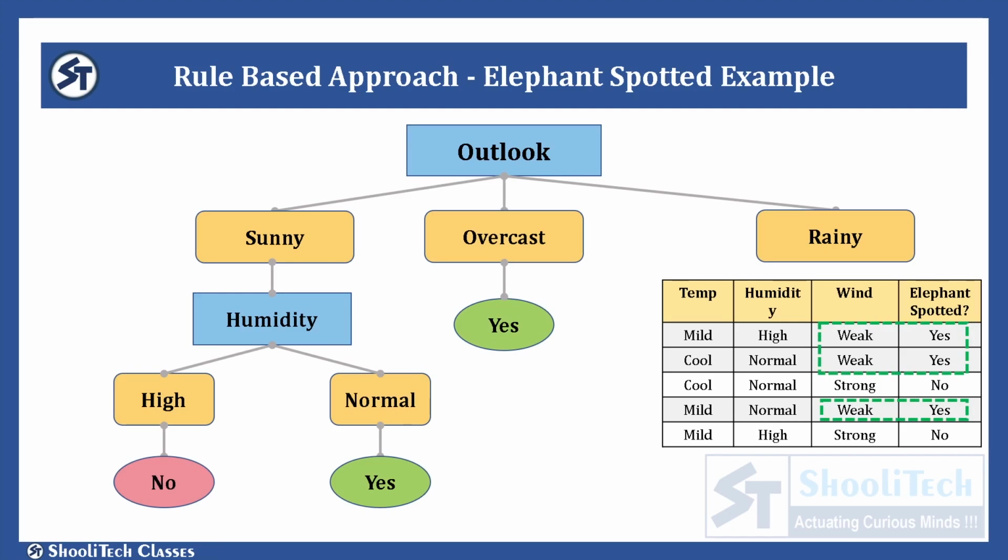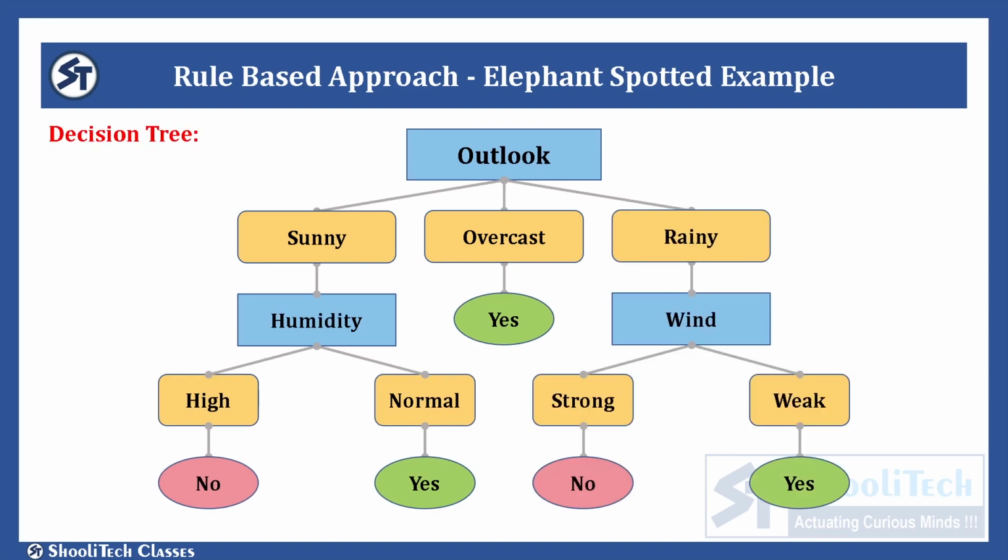Now let's analyze data for rainy outlook. Here if the wind is weak, then elephant is spotted. But if the wind is strong, then elephant is not spotted. Means here the final outlook depends on the wind condition. If it is weak, then final output is yes, and if it is strong, then final output is no. So in this way we got the final decision tree.